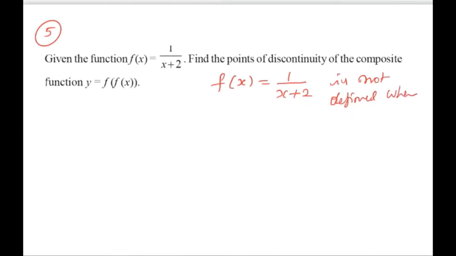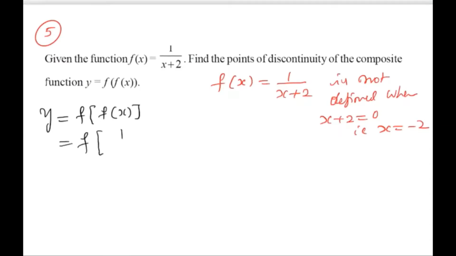when the denominator x plus 2 is 0. That is when x equal to minus 2. So we got 1 point of discontinuity. So now we shall find f of f of x. So y equal to f of f of x. That is, f of x is 1 over x plus 2.